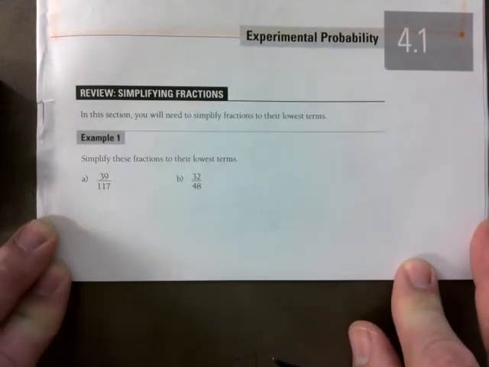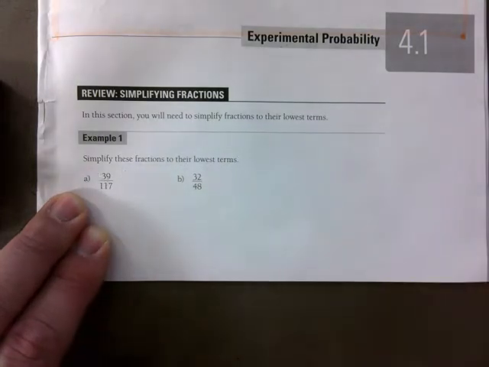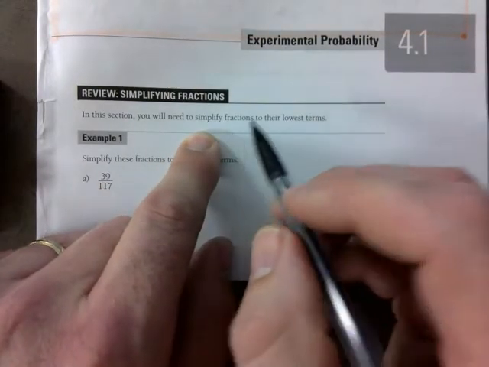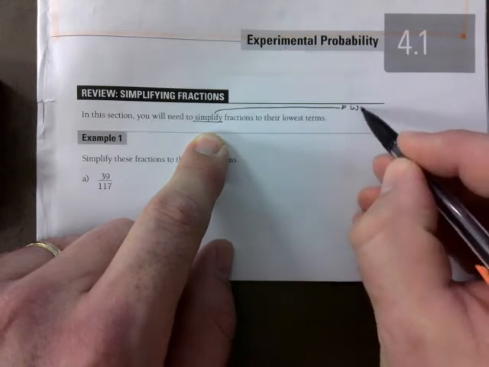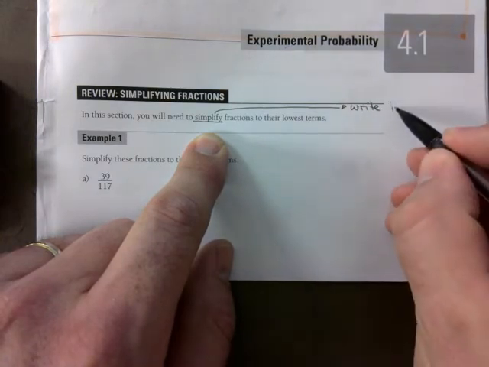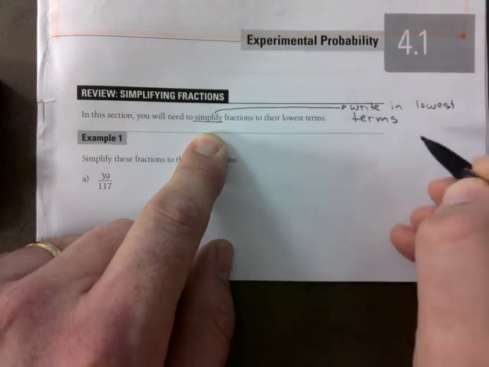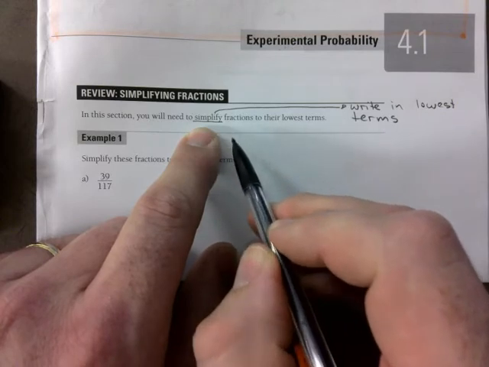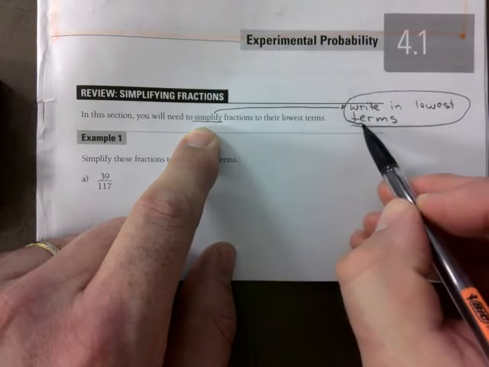And from time to time, not always, I will be specific on a test or whatever when I want you to do this, right? But simplifying fractions, I want you to write this down. What does simplifying fractions mean? To write in lowest terms. Write that down. So if you ever see simplified fractions, you want to write in lowest terms.